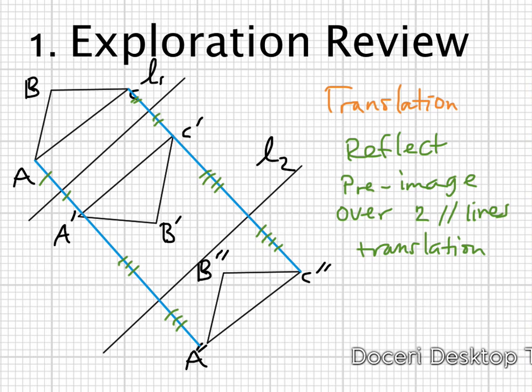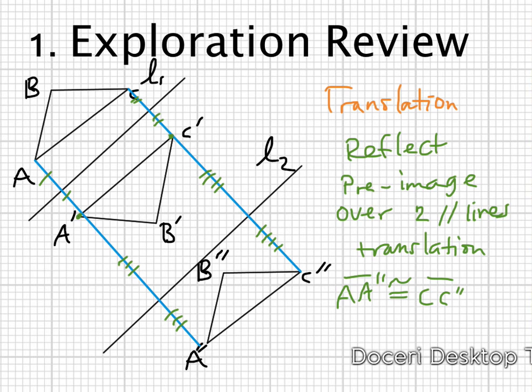So if we look at the points from A to A prime, that's bisected by line 1. And from A prime to A double prime, that's bisected by line 2 at a 90-degree angle. So the same thing is present here. You'll also notice that the length of A to A double prime is the same as C to C double prime. So I can say that these two segments are congruent.